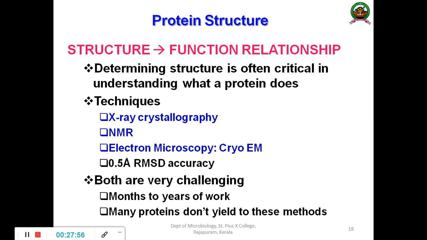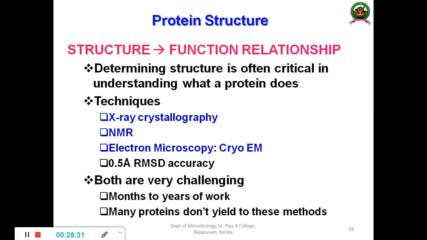Now the structure of proteins is very important. I told you, if you want to study the function of a particular protein, you require the three-dimensional structure. There are a lot of conventional approaches for three-dimensional structure discovery: X-ray crystallography, NMR spectroscopy, and similarly electron microscopy. Very recently, in 2017, the Nobel Prize went to Dr. Joachim Frank and his team. He got the Nobel Prize for the discovery of the latest microscope, known as cryo-electron microscopy.